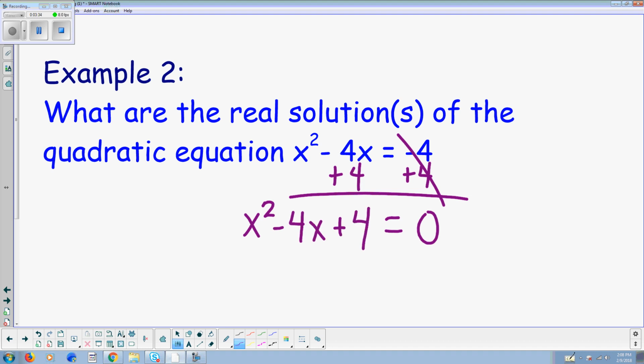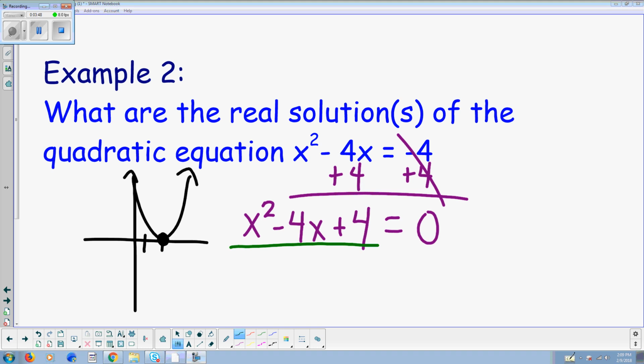Once the equation is set equal to 0, this part that I'm underlining in green can be input into the calculator to examine the graph. So pause the video now and examine the graph to find the real solutions. So here's my sketch of what I see on my graph. This particular quadratic graph is only touching the x-axis at one point, at its vertex, and that is at positive 2 on the x-axis.